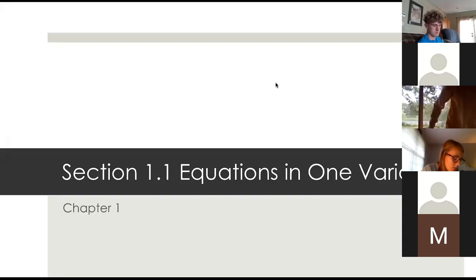So we're going to solve those equations. We're going to solve some absolute value equations. We're going to solve some rational equations. What you'll notice as we go through college algebra is they combine a lot of different things. Instead of having one section for each different type, they're going to do all of them together.